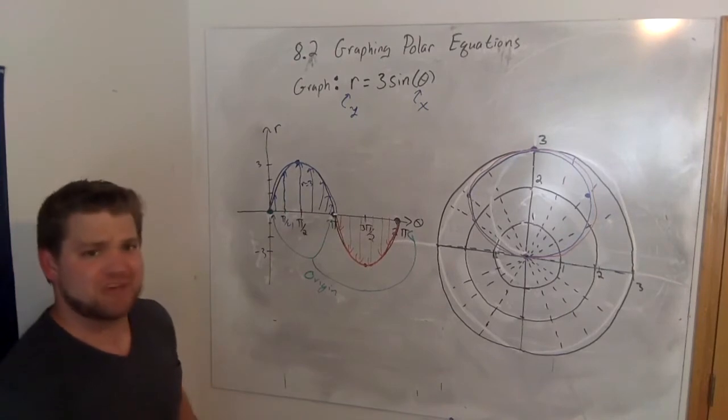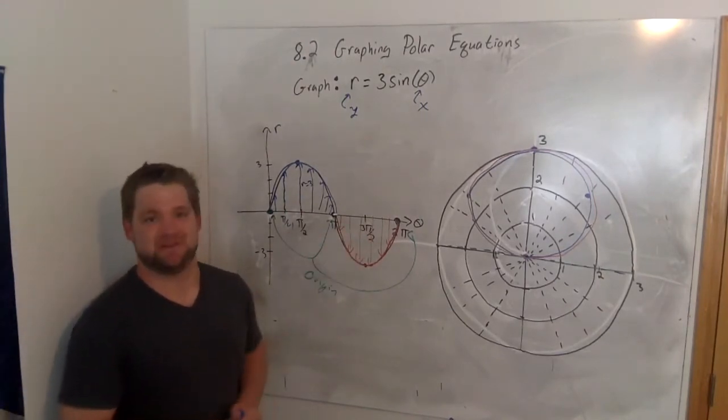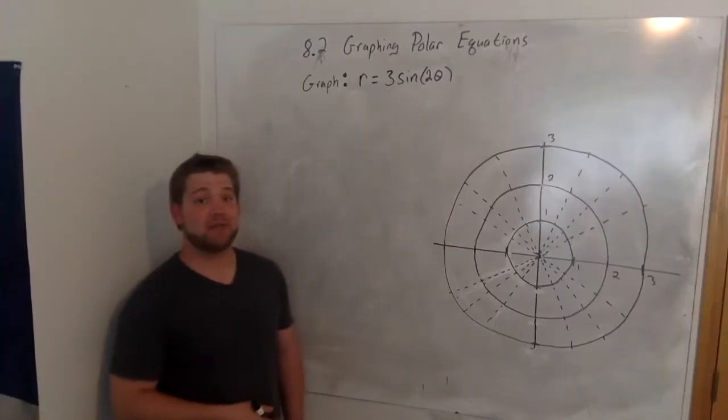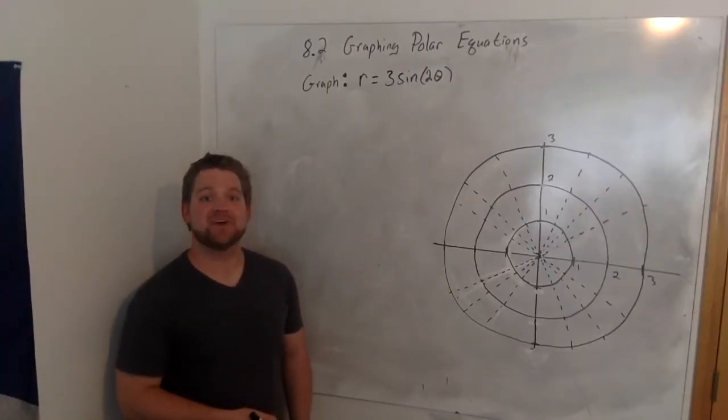Let's do another example. Let me illustrate these leaves by changing the period of this graph. Let's try to see what happens if we now graph 3 sine of 2 theta. Pause the video and give this a shot.